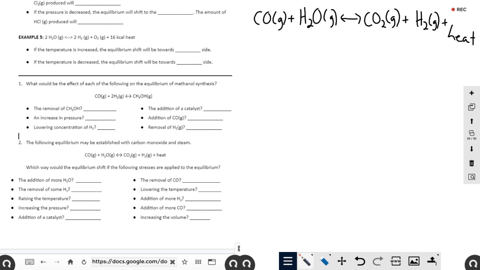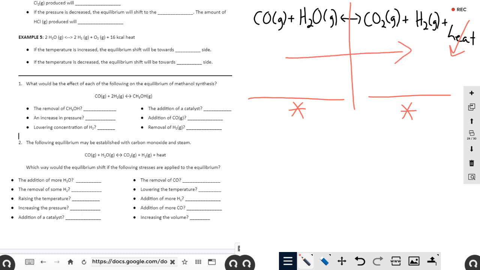Lowering the temperature, okay? Well, temperature again is represented by heat. When you lower something, again, here is where my arrow is. So I have this side and I have this side. So either it's going to stay on the same side or shift to the other side. Well, if I need to make more of this because I'm running out, I need to go toward it. So it's going to go to the right or toward the product side, okay?